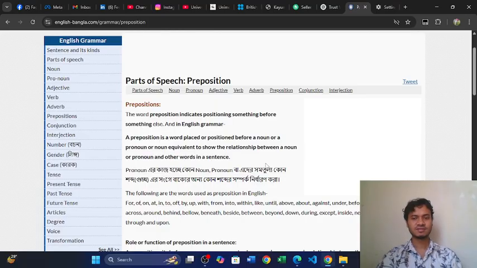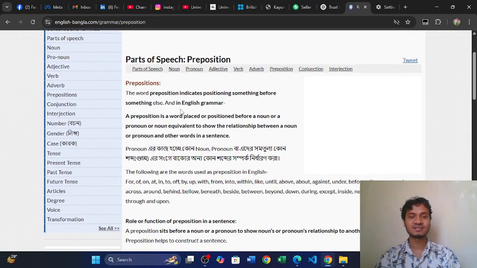So today I will discuss an important grammatical word: preposition. So let's see parts of speech. We know that there are eight kinds of parts of speech, but preposition is one of them, and the preposition is a very helpful part of speech. It develops your speaking skill and also helps to make sentences, develop your sentences, etc.